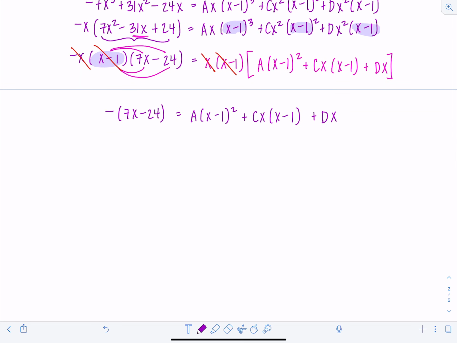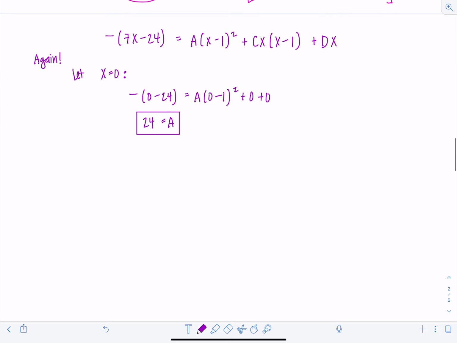Okay, we're almost there. You basically start the process over again. So you're going to let x equal 0. And if we do that, then this is going to be negative 0 minus 24 equals a times 0 minus 1 squared plus 0 plus 0. So this is positive 24 equals a. So I've got that value.